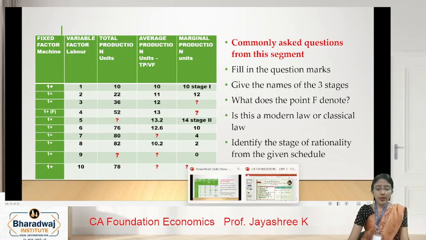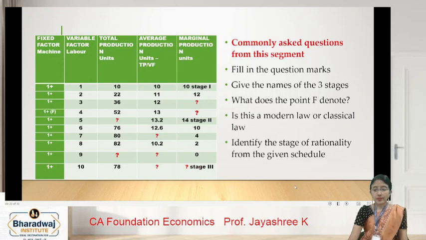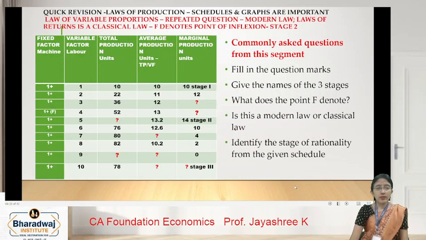Yes, now please look at the answers. Now for the theory part, okay. So what is this table about? Law of variable proportions. Were you able to find out that? And it is a modern law, isn't it? Then you know that laws of returns is a classical law. Okay. What does F denote? Point of inflection. What happens in inflection?